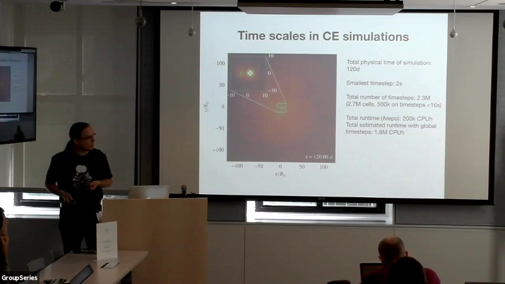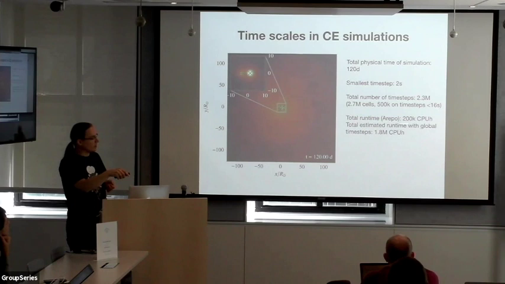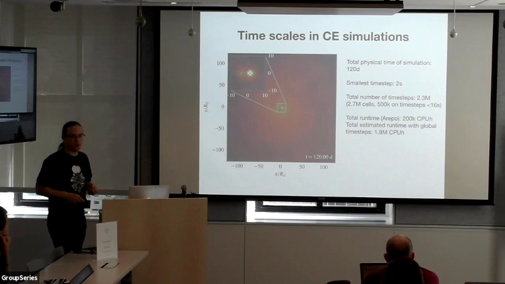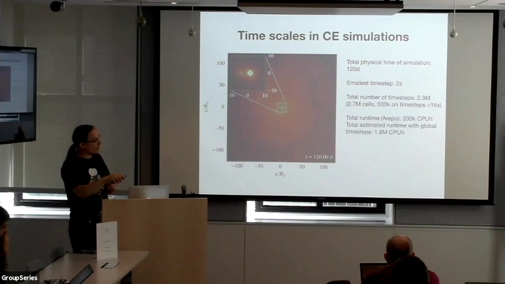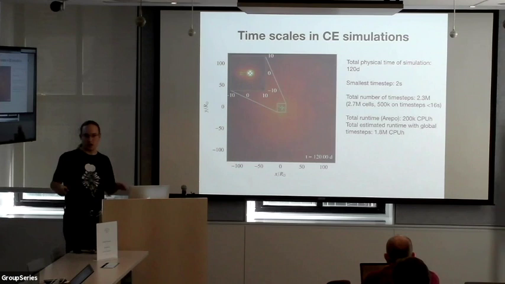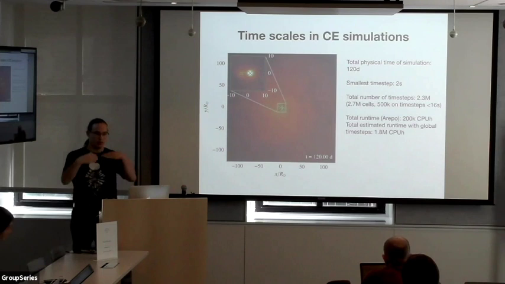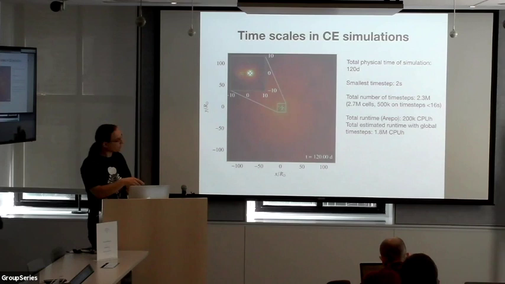This specific simulation has 2.7 million cells. What's interesting is that 500,000 of them, which is quite a significant fraction, are on rather small time steps, smaller than 16 seconds, while the rest, about 2 million cells, mostly the background cells, are on time steps that are way larger, so they don't really contribute much to the total effort. It's really mostly the cells on small time steps close to the cores, where you need to resolve the inner binary and the region between the cores.